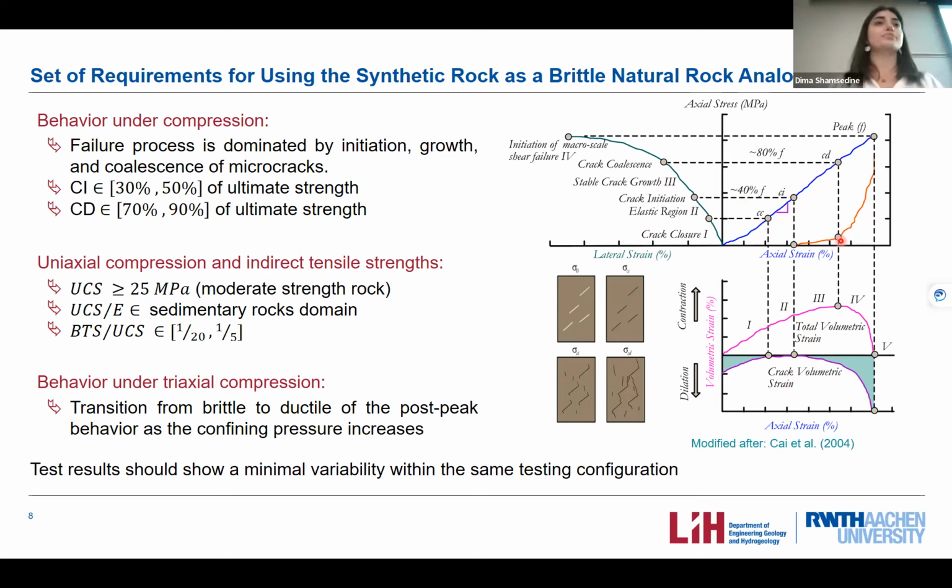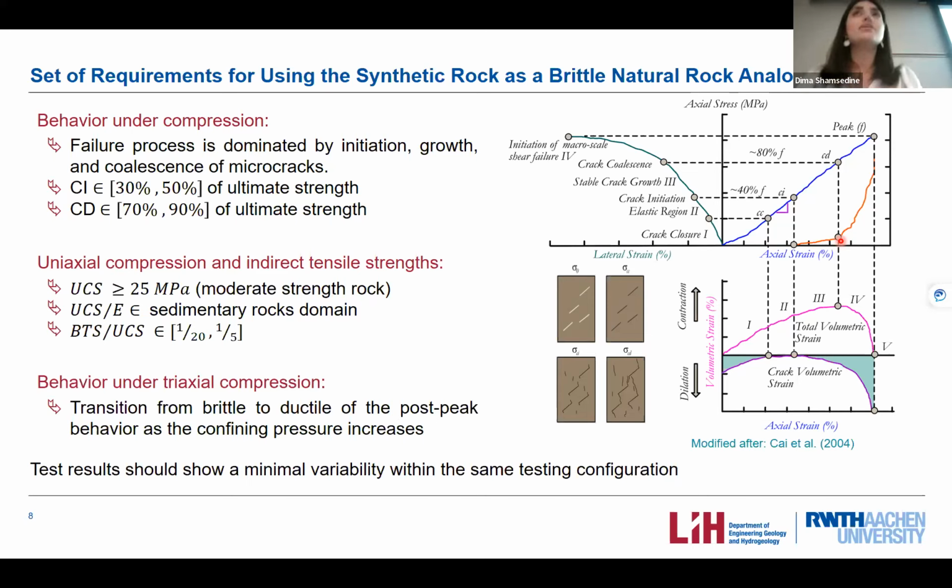Now, for natural brittle rocks, the crack initiation threshold is usually between 30% and 50% of the ultimate strength of the rock. And the crack damage threshold is usually between 70% and 90% of the ultimate strength. Now, if we are able to prove that the crack initiation and the crack damage thresholds in the synthetic material are within these ranges, then we can say that our material behaves like natural rock.